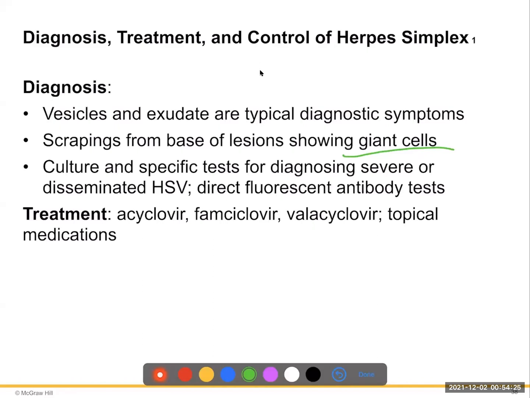Culture and specific tests are used for diagnosing severe or disseminated HSV, herpes simplex virus. Direct fluorescence antibody tests are also done. Treatment is acyclovir. That's the one most commonly used. Everybody uses acyclovir. If that doesn't work, then you go with the heavy duty ones: famciclovir, valacyclovir, or topical medications.